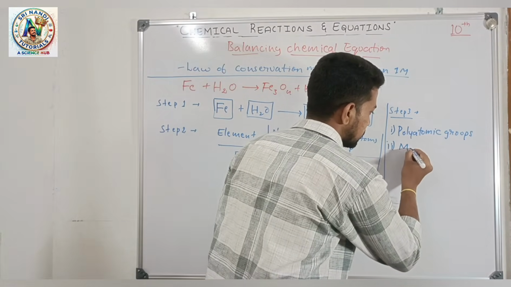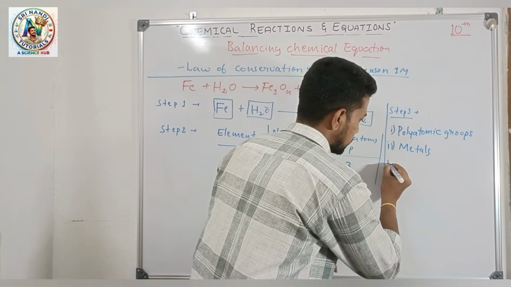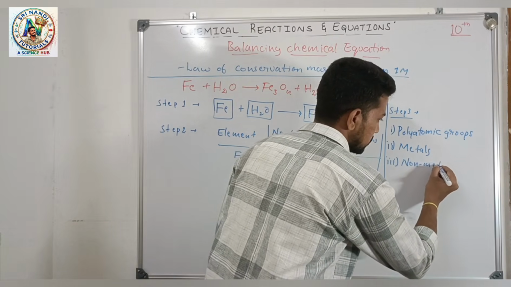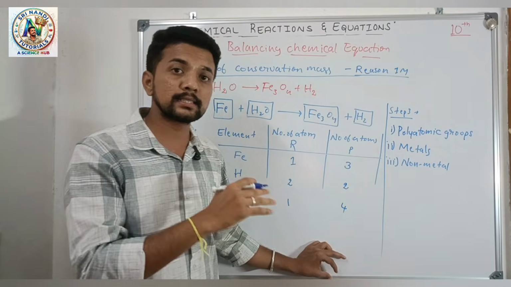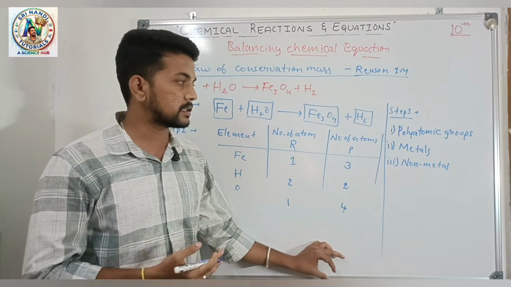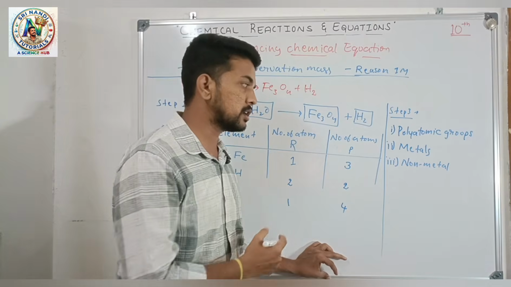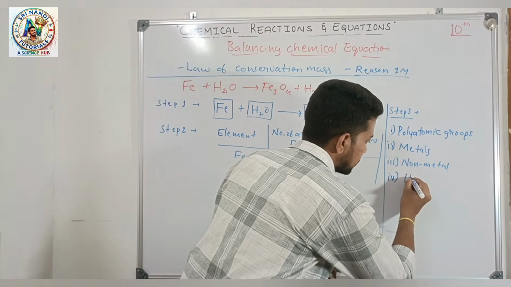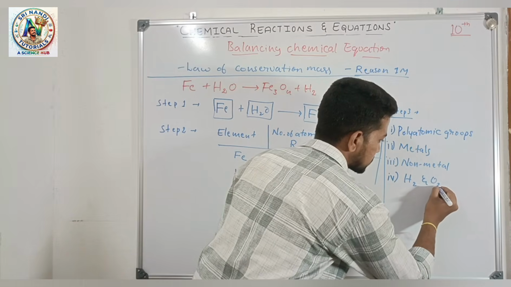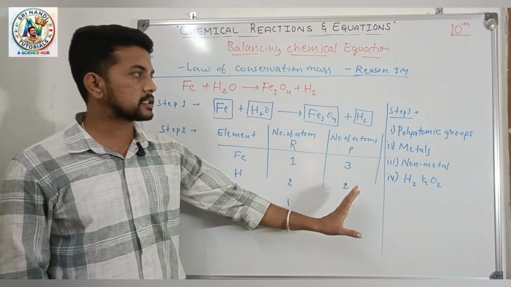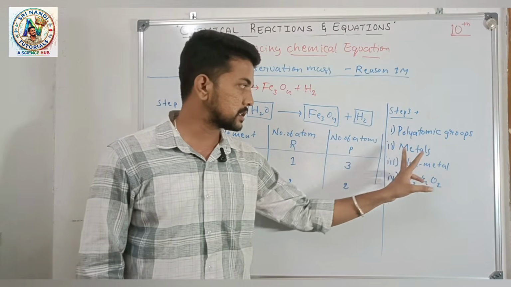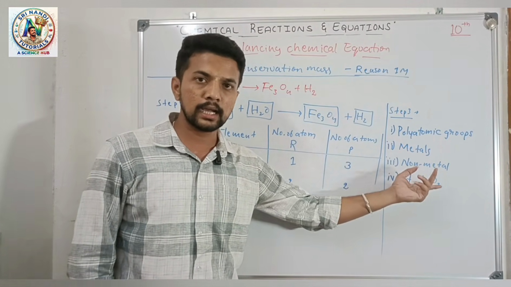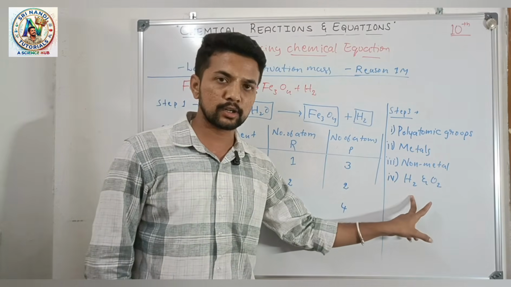have to balance the metals. Third, you have to balance the non-metals other than hydrogen and oxygen. Lastly, you have to balance the hydrogen and oxygen. This is the priority list. So first you have to balance the polyatomic groups, then the metals, then non-metals other than hydrogen and oxygen, and lastly the hydrogen and oxygen.